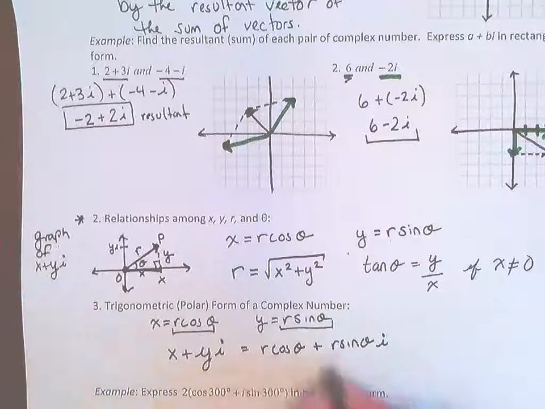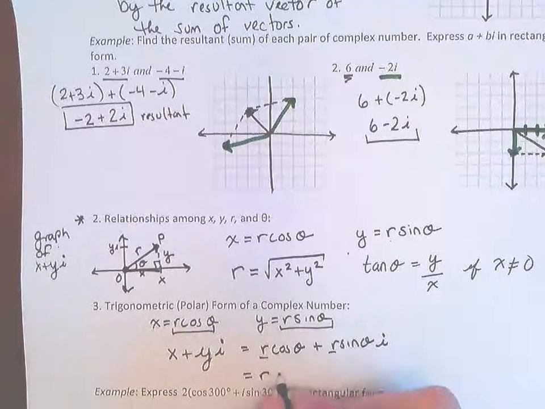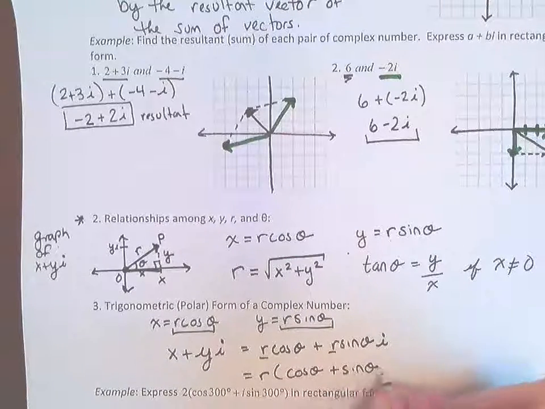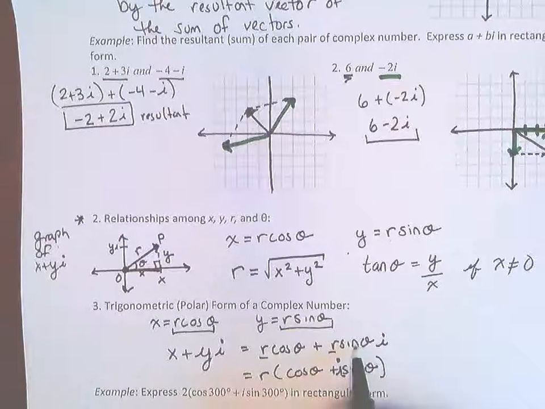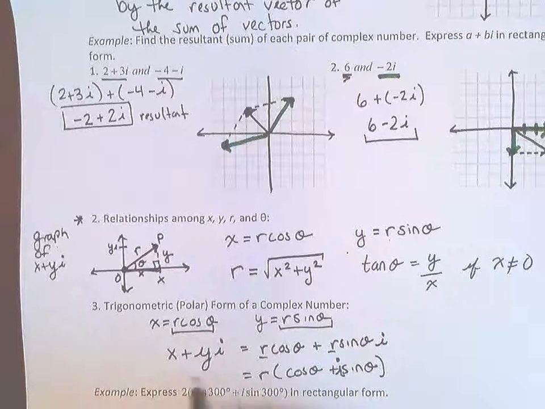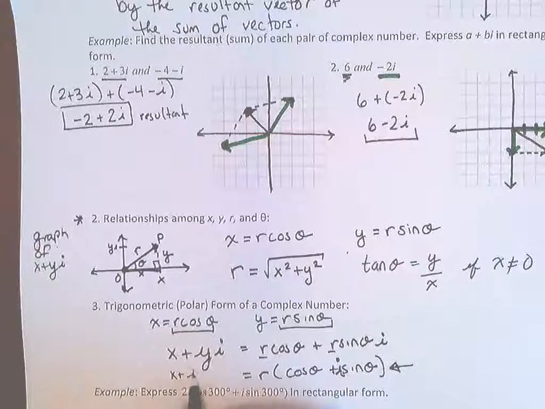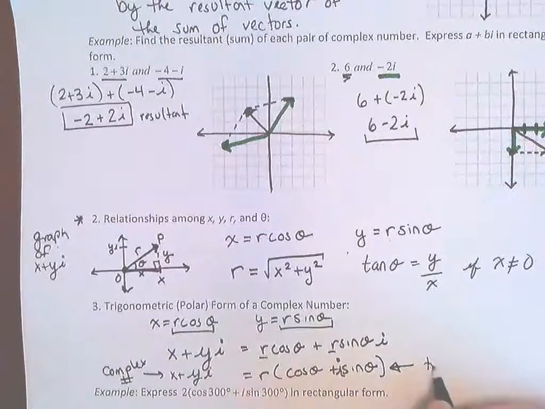And you notice that there is an r in common with both of these. So if you take out an r, you end up with r times cosine theta plus i sine theta. And remember, this is multiplication, so it really doesn't matter if the i is here or here, but i looks better in front of numbers. This right here is called the trig form of a complex number. So this is the complex number, and this is the trig form of it.